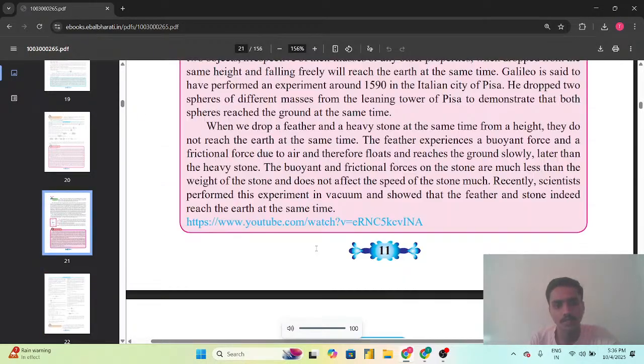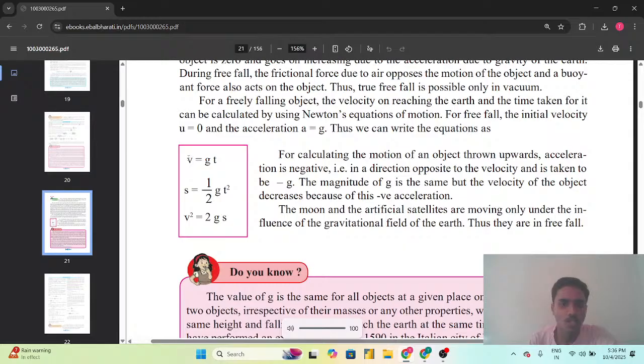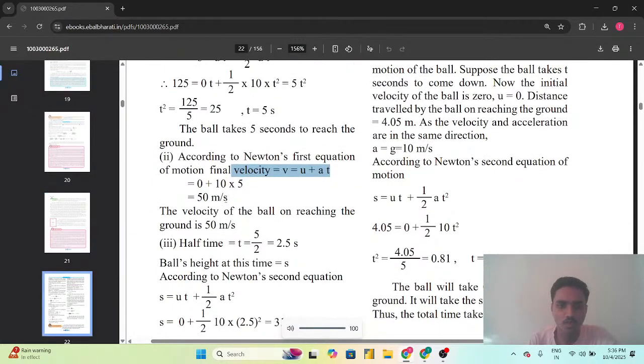So we have to again think about which equation will be suitable. We now have the time and the acceleration due to gravity. So we can use the first free fall motion equation, that is v is equal to g t. After substituting the values, we get the final velocity of the ball, that is 50 meter per second. So the velocity of the ball on reaching the ground is 50 meter per second.